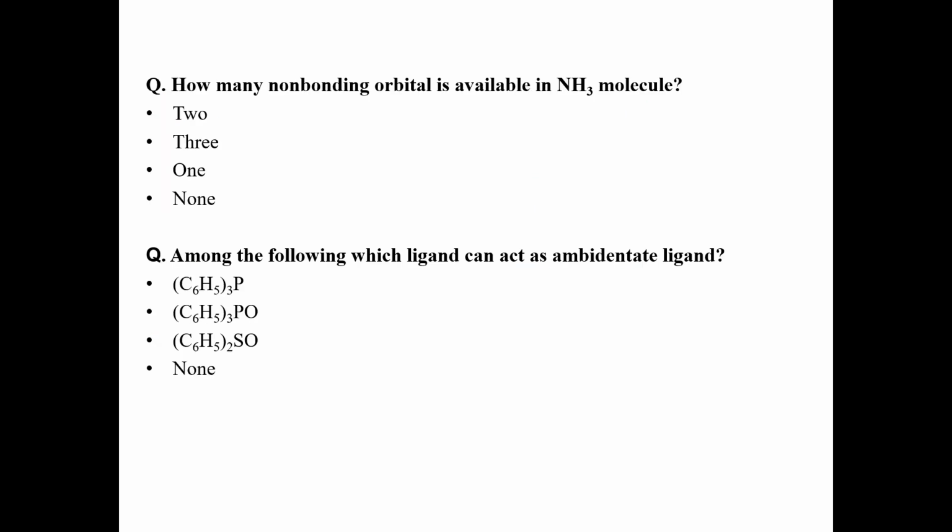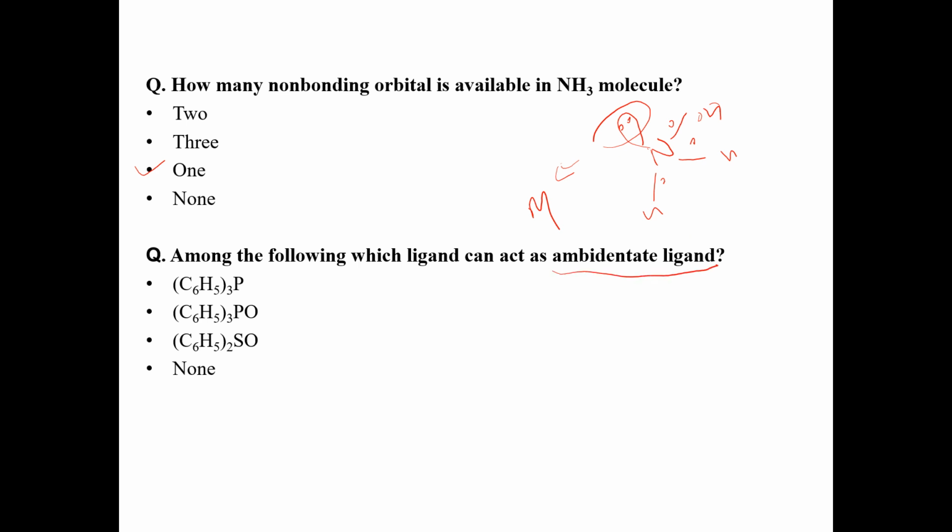So how many non-bonding orbitals are available in an ammonia molecule? Since here in this ammonia, 3 electrons are connected through single bonds with hydrogen, and one is remaining here. So this lone pair is non-bonding, that is easily available for donation to metal. So one non-bonding orbital.